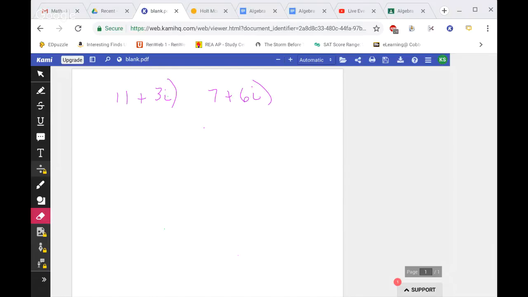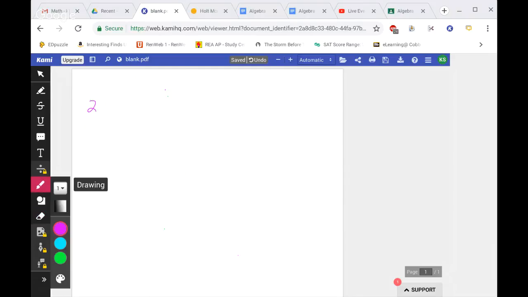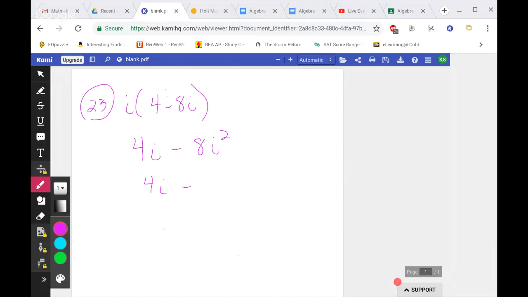Does that make sense, or do you want to see it? I get it. Okay. All right. So then 23, we're multiplying. And the key part of multiplying is knowing that when you multiply i squared, then that actually changes to a -1. So number 23, we're just distributing i to 4 minus 8i. So you've got 4i minus 8i squared, which is the equivalent of 4i minus 8 times -1.